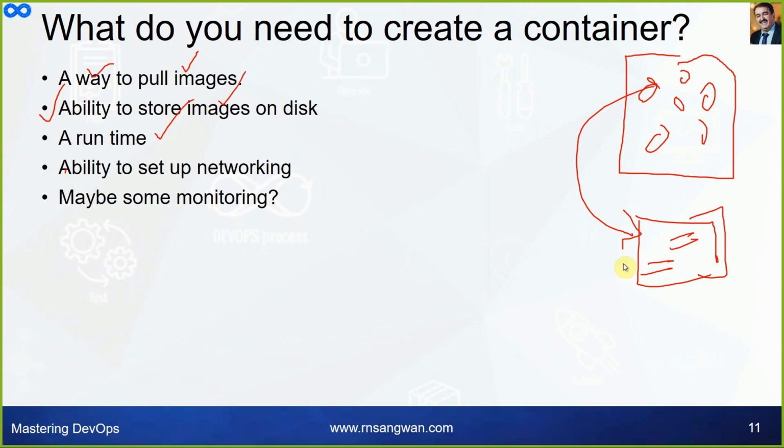And you need a runtime to run the application based on this image, that is called a runtime, so that we can actually see the application running. Simply an ISO on the DVD will be of no use. Whatever application you have on your DVD, you need to run that, you need to start that as an application. Ability to set up networking between the containers, between the host machines, and maybe some kind of monitoring. We need to look at that aspect also.